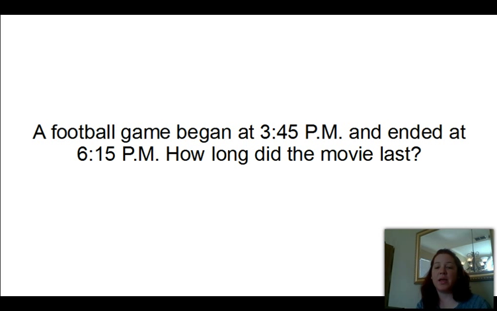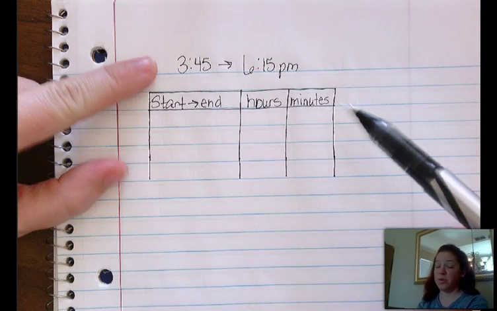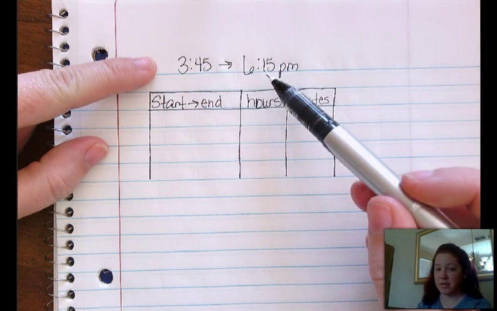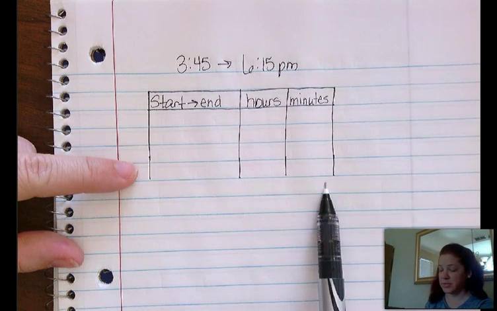The football game began at 3:45 p.m. and ended at 6:15 p.m. How long did the game last? Okay, I want you guys to try this one on your own, but again, I'll help you get started. All right, so the football game started at 3:45 and ended at 6:15. Remember, your table has 3 columns.